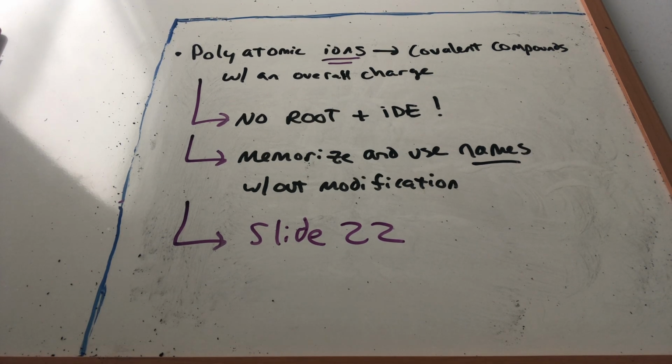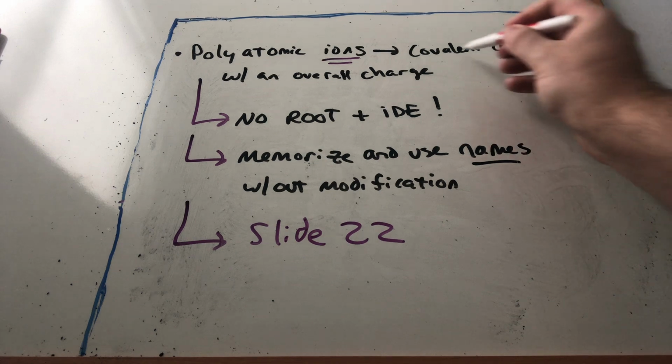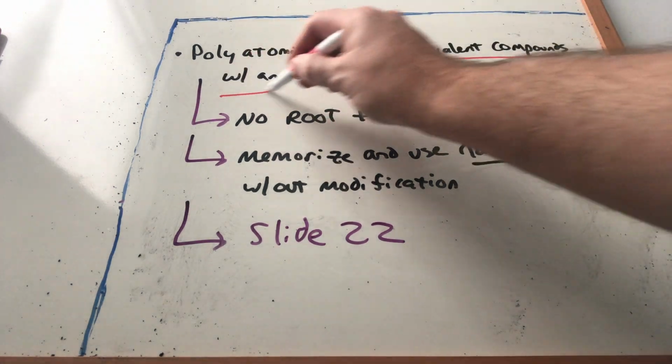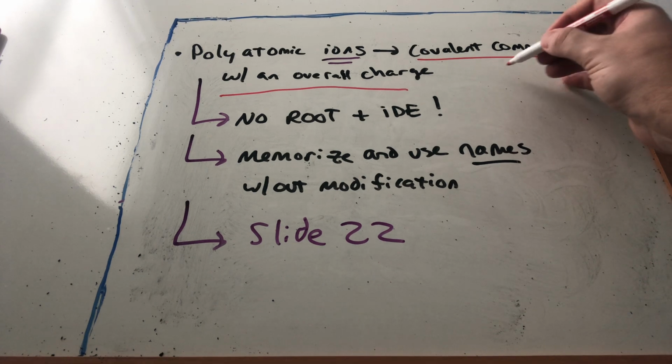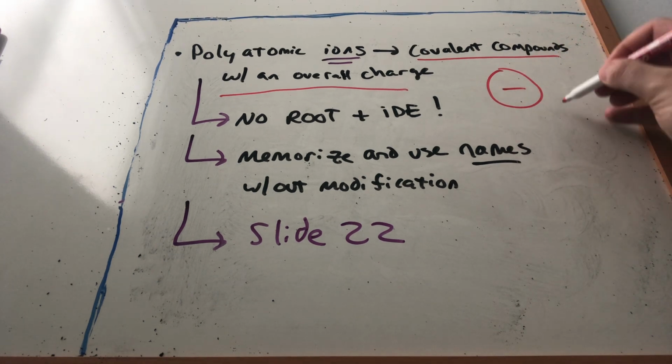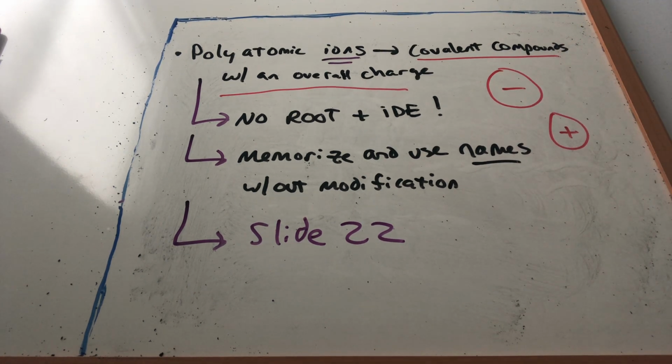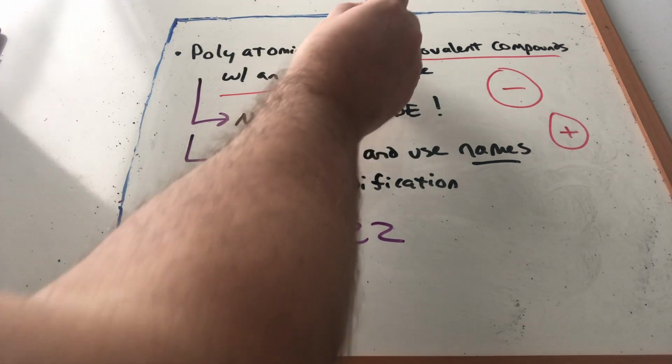Polyatomic ions are these interesting things. They are covalent compounds that have an overall charge. So they themselves are covalent compounds, but because they have an overall charge, they kind of act as big negatives and big positives just by themselves. Okay? So if they have big negatives and big positives, they have an overall charge, what kind of compounds are they going to be involved in?